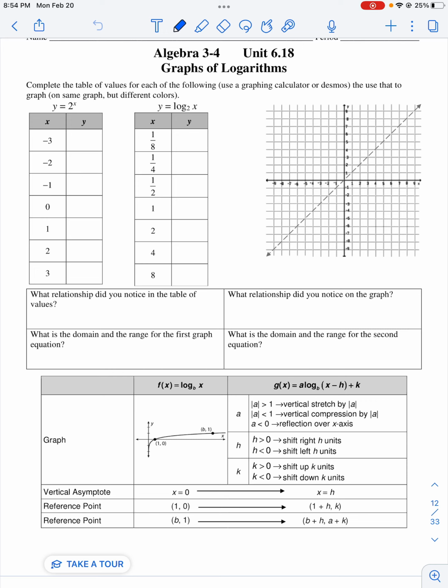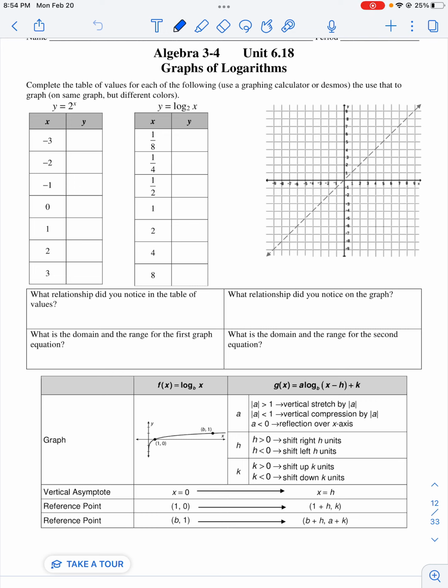Okay, hi everybody. We're back for notes on graphs of logarithms. You worked on this a little bit with the lumberjack activity, but now I'm going to explicitly show you how to graph logarithms and answer some questions. And at the bottom of the page are the detailed notes and reminders for transformations of logarithmic functions.